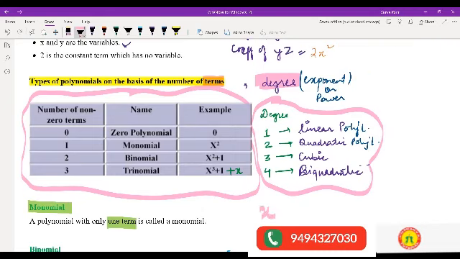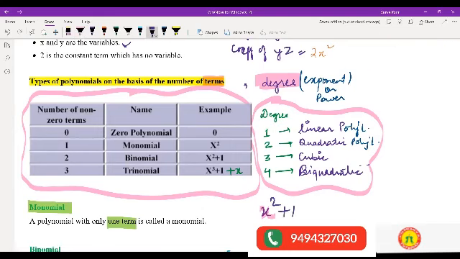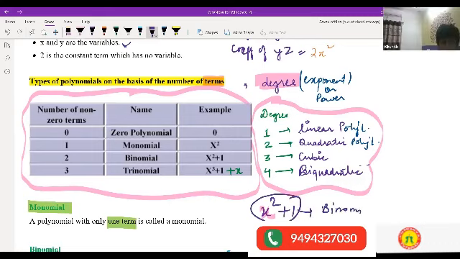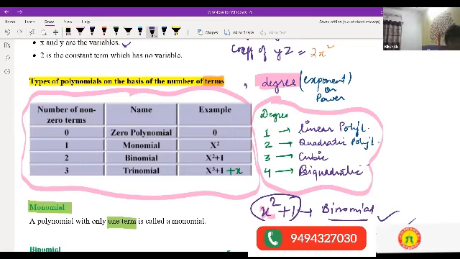X square plus 1. This polynomial is binomial as well as quadratic. Binomial according to their terms, right? Yes, sir. And this is quadratic also according to their exponents or power. Yes, correct.